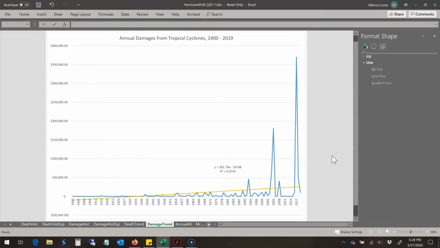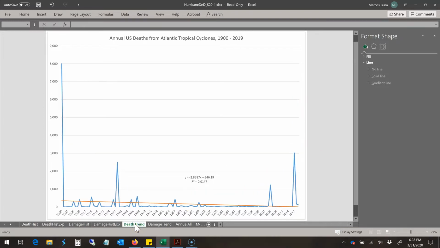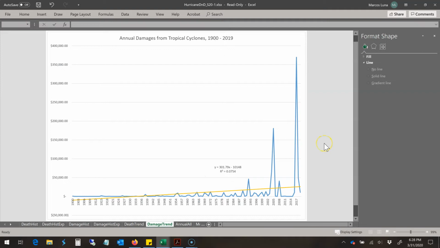So that's really interesting. What we're going to do next is look at the relationship between damages and deaths, which is interesting to think about because, at least nominally, they seem to be heading in the opposite direction. But the question is, is there a relationship between death and damage? And we'll look at that next.